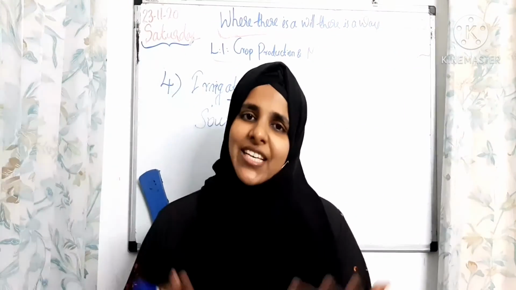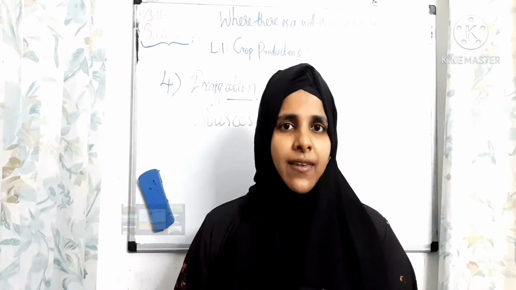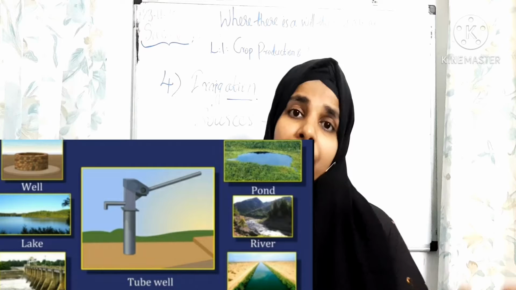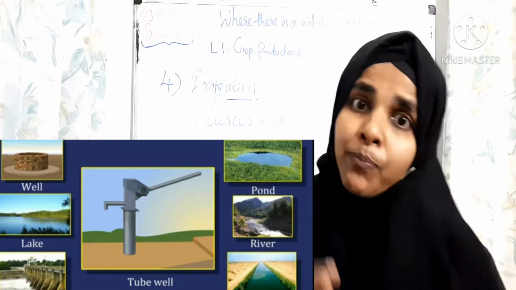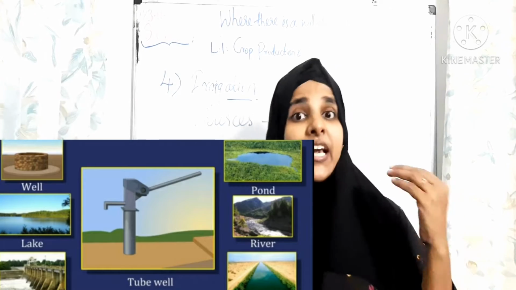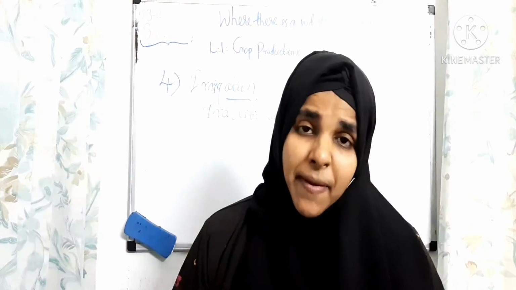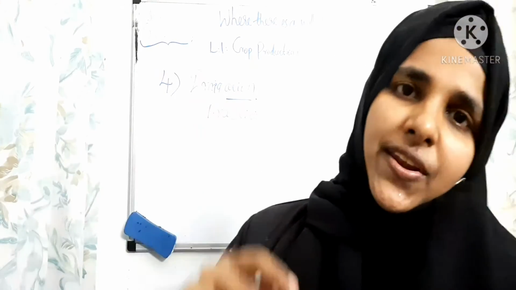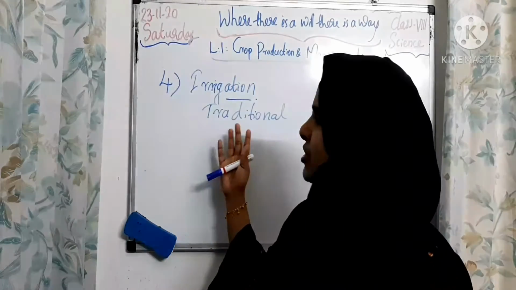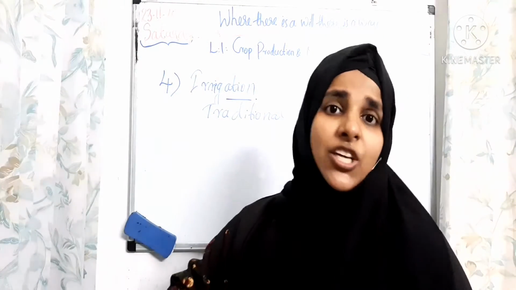Depending on the time, season and soil, it may change, okay? From where do we get this water, children? Or what are the main sources of irrigation? We can take water from a canal or lake or pond or well, like that. These are the main different sources of irrigation, okay? Next, we can check what the different methods of irrigation are. Nowadays, we are using modern methods, but we can check what are the traditional methods used in irrigation.